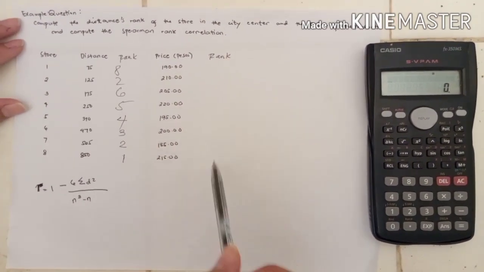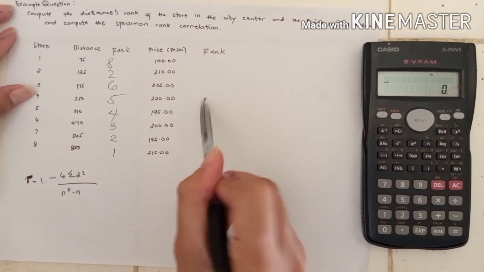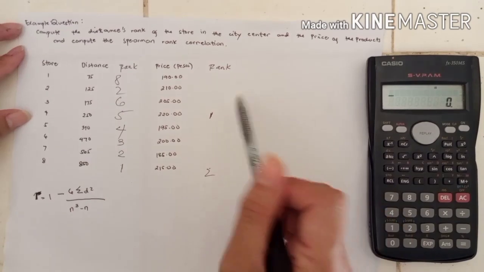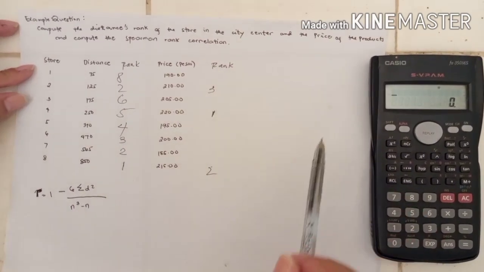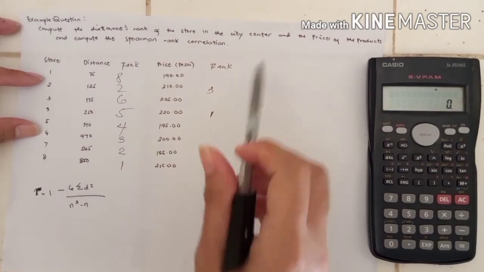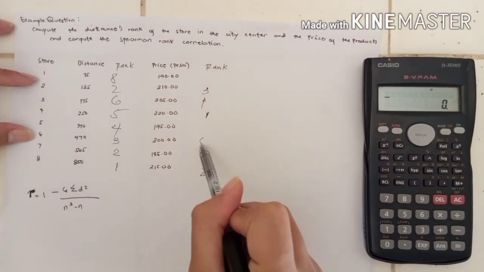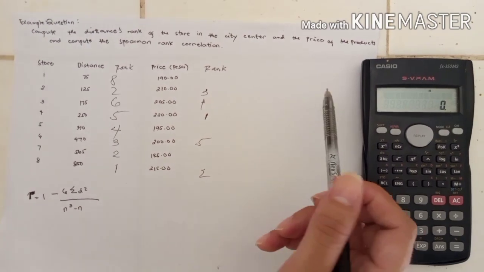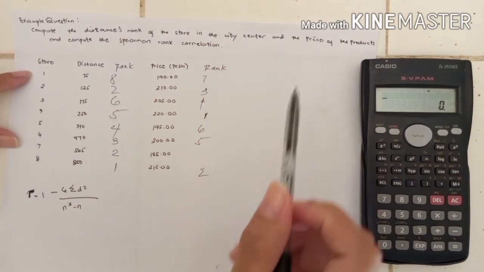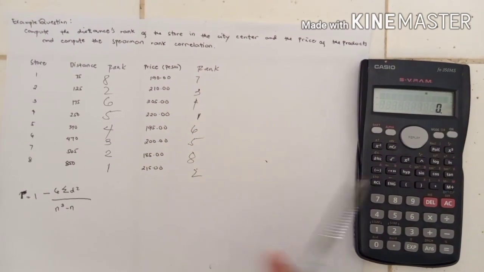The first rank is store 4, with 220 pesos. Second is store 8. The third is store 2. The fourth is store 3. The fifth is store 6. The sixth is store 5. The seventh is store 1. And the eighth is store 7. So we have the ranks.